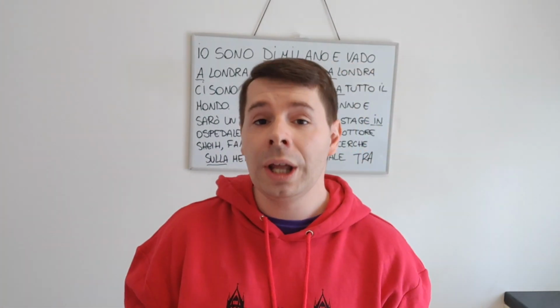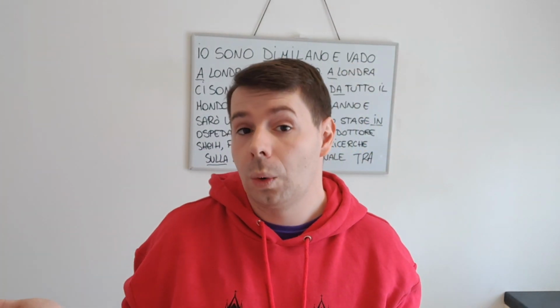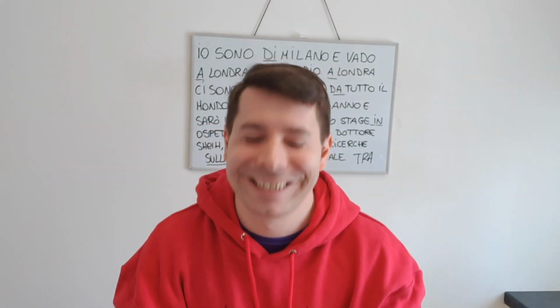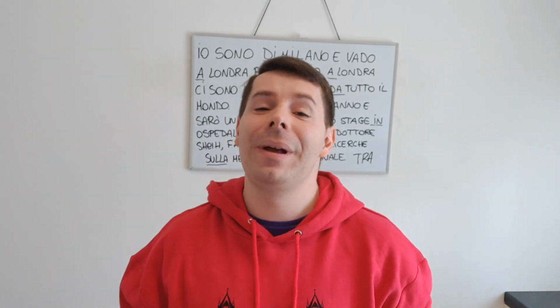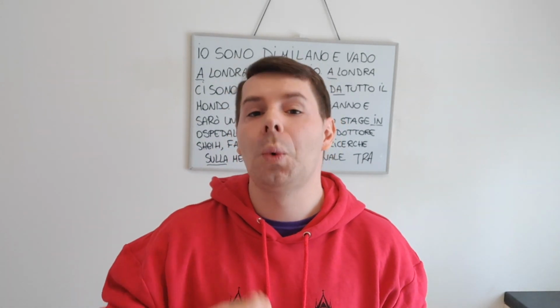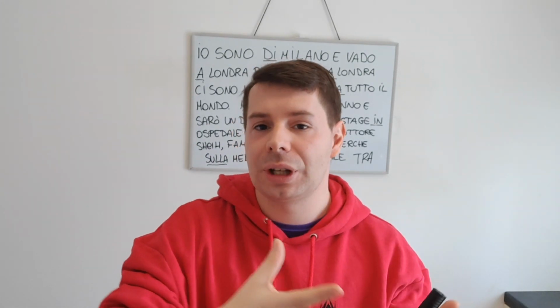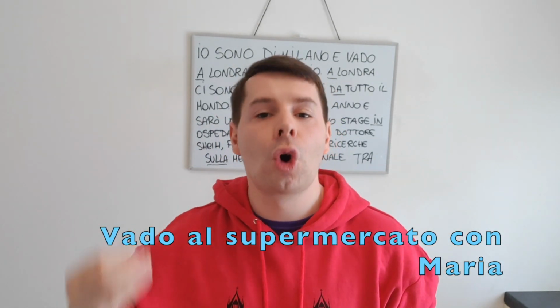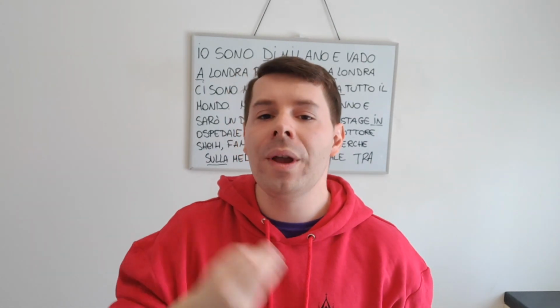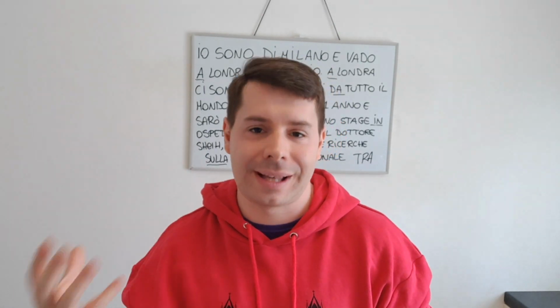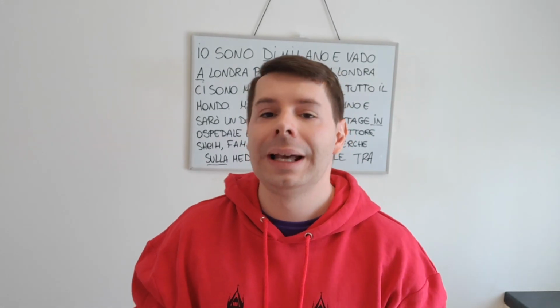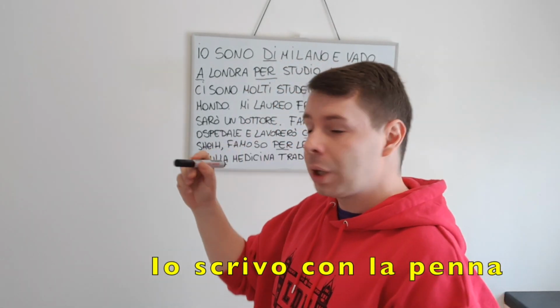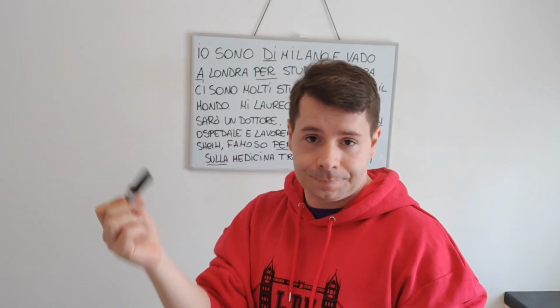Preposition con. Con, you can translate it with. So basically you're going to use it to indicate with whom the subject is doing something. So for example, vado al supermercato con Maria, or with what I'm doing something. For example, io scrivo con la penna.